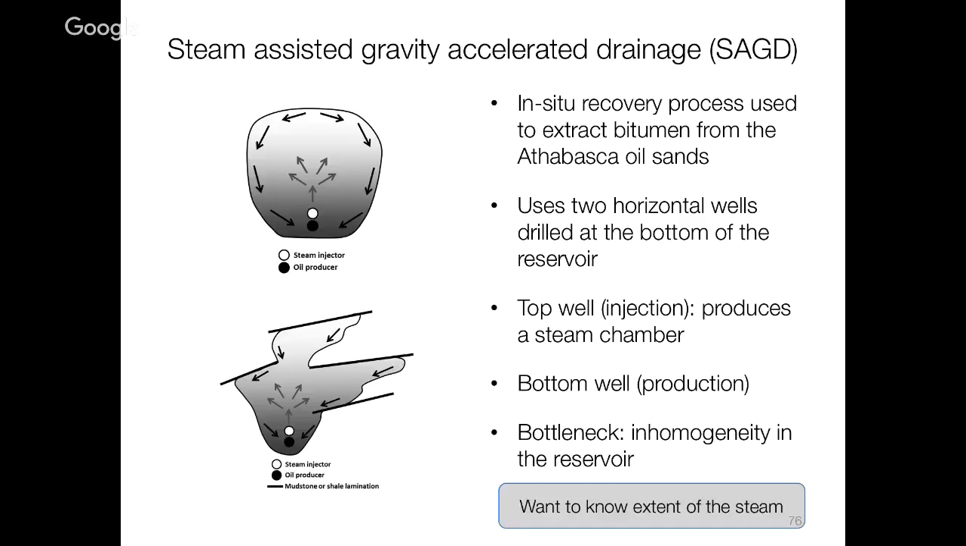And SAGD is a bit different than a typical steam flood. With a steam flood, you would think of the steam flooding the oil. In this case, that's not what's happening, because you're using the steam to basically heat up the oil, because it's very, very thick. So you heat it up to thin it out, and then it drains into the bottom well. So the McMurray is very, very porous. So once you can get the oil mobilized, it'll flow.